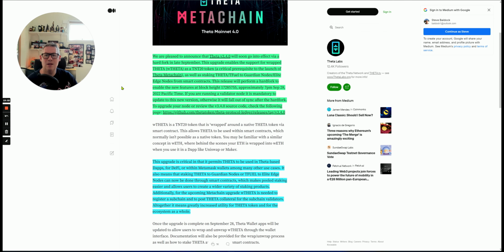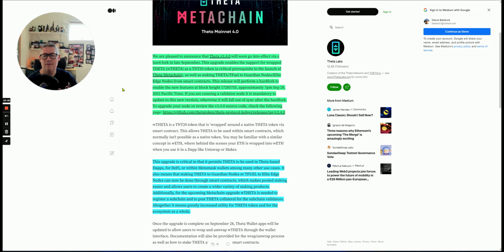Theta goes on to say that they're pleased to announce that Theta 3.4.0 will soon go into effect via a hard fork in late September. This upgrade enables the support for Wrapped Theta, which is W Theta, as a TNT token, a critical prerequisite to the launch of the Theta Meta chain, as well as staking Theta and TFUEL to Guardian nodes and Elite Edge nodes from smart contracts. This release will perform a hard fork to enable the new features at block height 17285755 at approximately 7 p.m. on September the 28th, 2022 Pacific time.